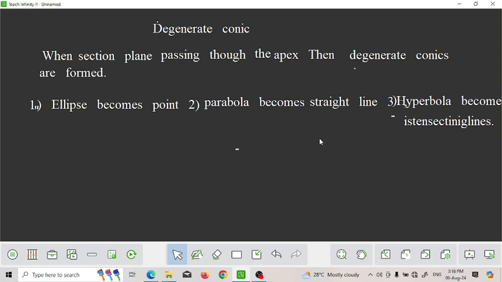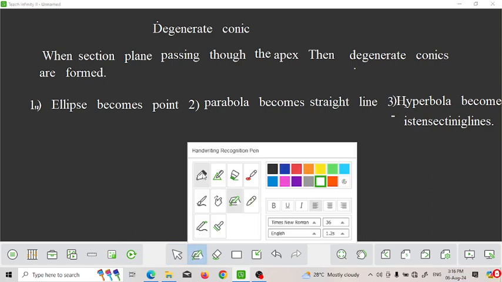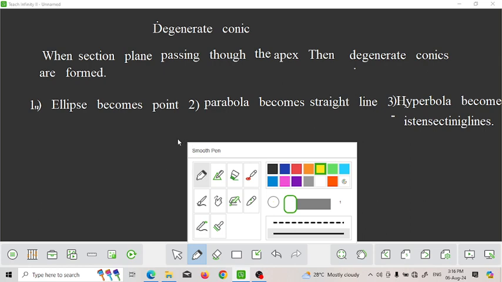Okay, this is the theory portion. Complete the ellipse, parabola, hyperbola. Okay, next a special case of hyperbola. When a section plane passes through the apex of the solid cone and intersects the base, then we have a triangle. And triangle is a special case of hyperbola.